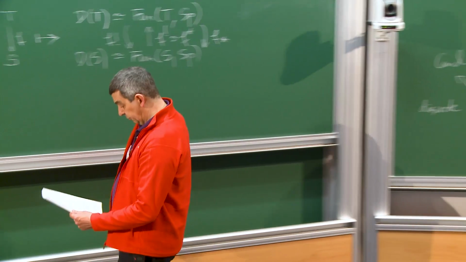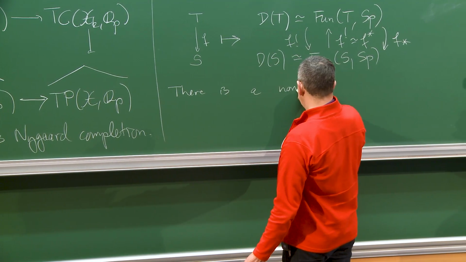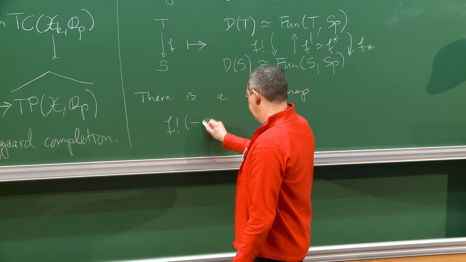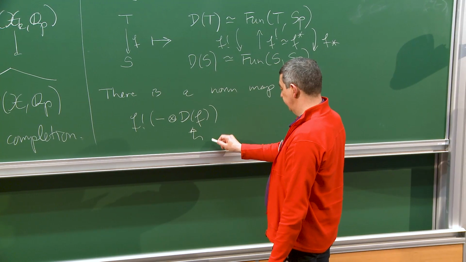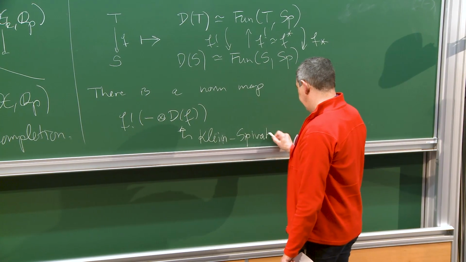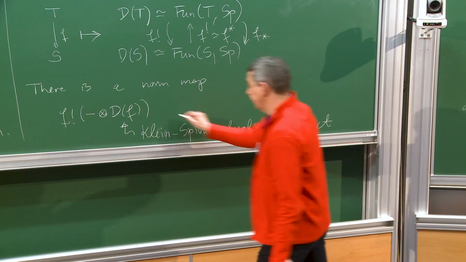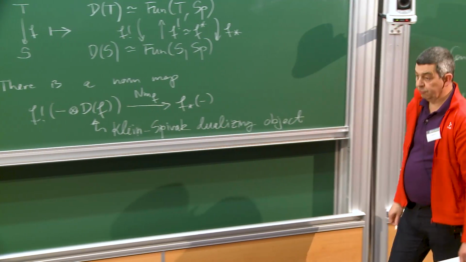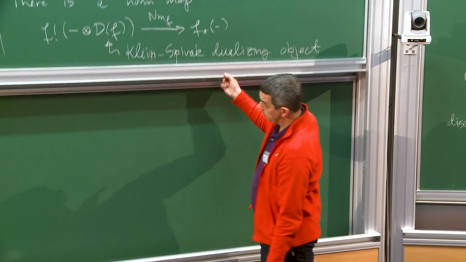Proper duality concerns the norm map. So in any six-functor formalism, there's a norm map from f lower shriek tensor some dualizing guy, which is called the Kleiman-Spivak dualizing object, to f lower star. So this map exists for every shriekable map in any six-functor formalism, and it's completely canonical.